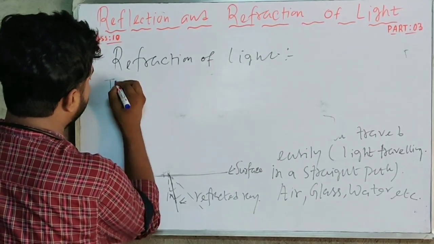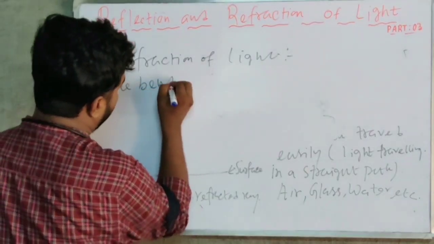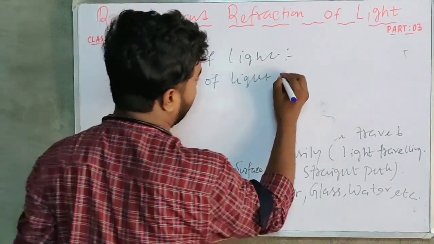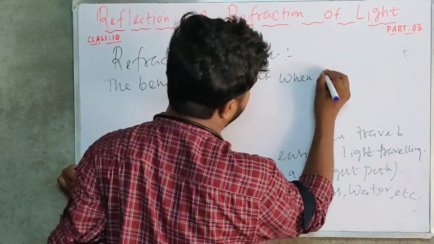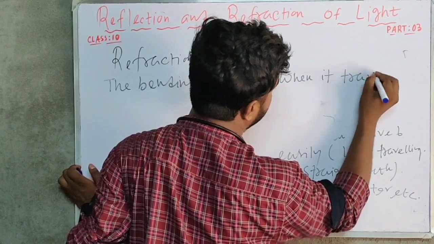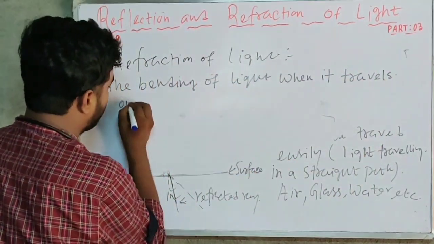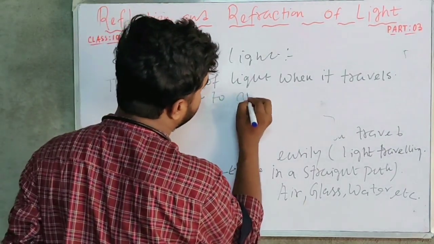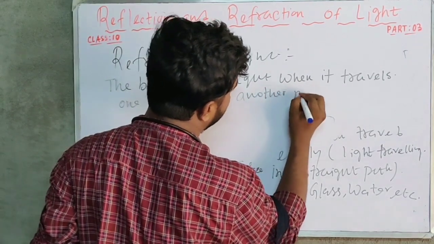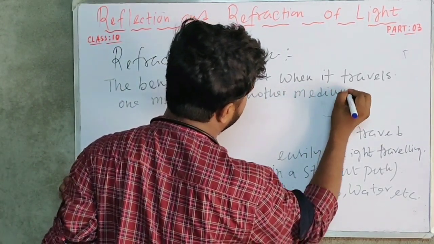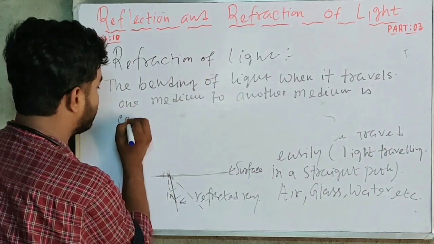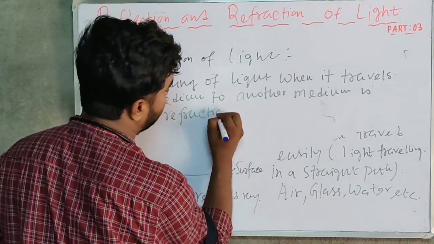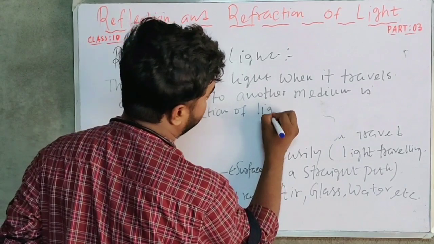So the bending of light when it travels from one medium to another medium is called refraction of light.